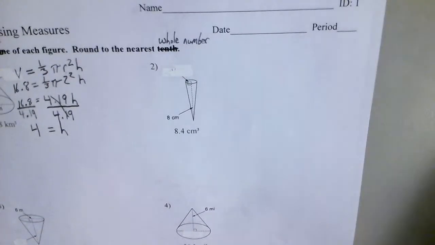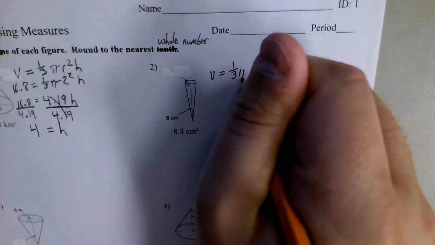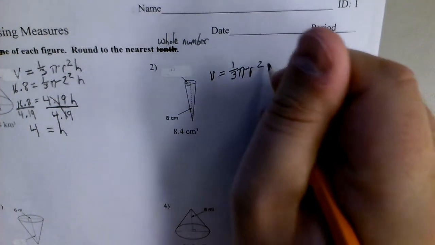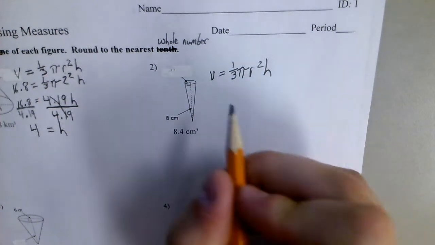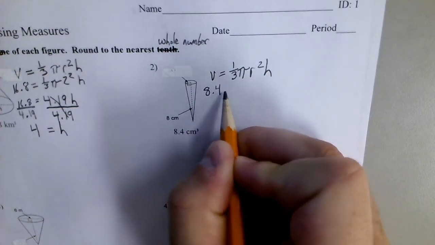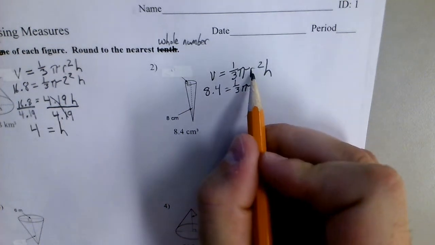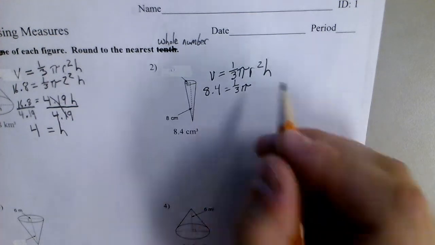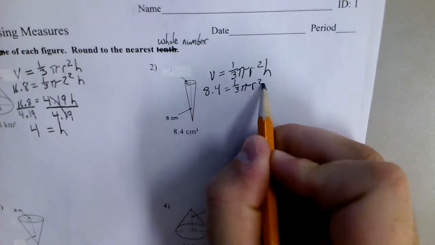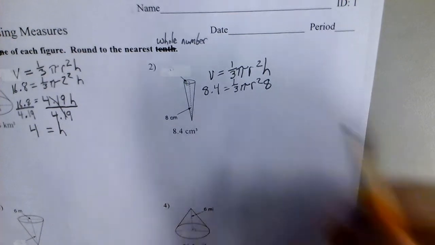Alright, number 2. Again, I'm going to start with volume equals 1/3 pi r squared h. I'm going to fill in what I know. My volume is 8.4. 1/3 and pi always stay the same. And then r, which is what we're looking for, so we don't know our radius yet. And then we have our height of 8.